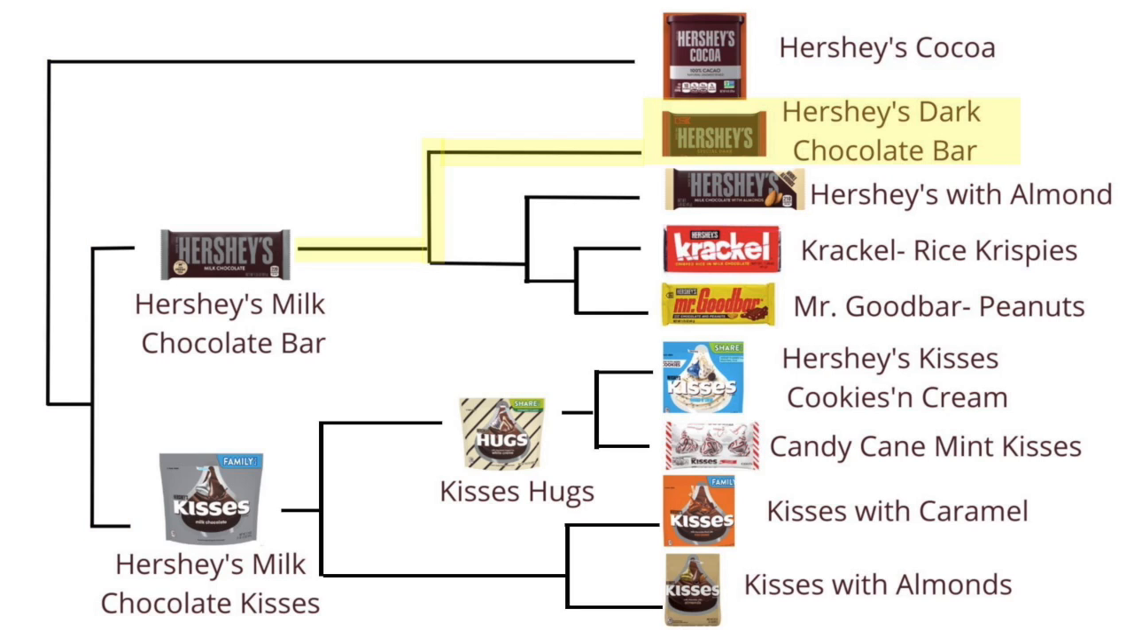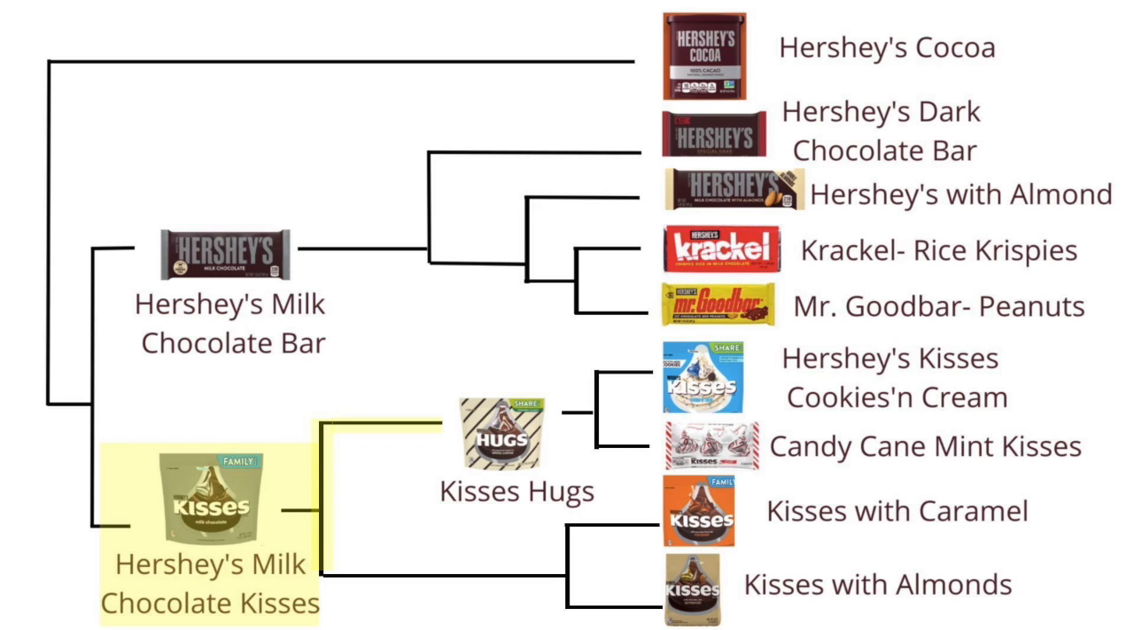The milk chocolate bars eventually evolved into a new kind of bar, dark chocolate. Hershey's with almond and dark chocolate share the regular milk chocolate bar as a common ancestor. Later on, two new kinds of bars diverged from the Hershey's with almonds. These were Crackle and Mr. Good bars. These new kinds of bars had other stuff added into them. This time it was Rice Krispies and peanuts.